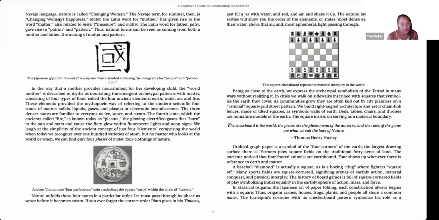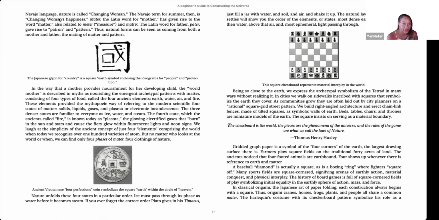Nature unfolds these 4 states in a particular order. Ice must pass through its phase as water before it becomes steam. If you ever forget the correct order Plato gives in his Timaeus, just fill a jar with water and soil and air and shake it up. The natural layering into which it settles will show you the order of the elements or states. Most dense earth on the bottom, then water, above that air, and most ephemeral light passing through.